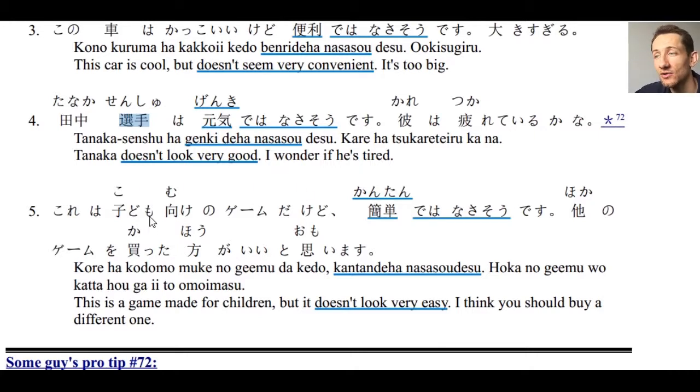これは子供向けのゲームだけど、簡単ではなさそうです。他のゲームを買った方がいいと思います。So this is a game for children, but it doesn't look very easy, so I think you should buy another one. 簡単ではなさそう。Doesn't seem easy. Maybe it's a little complicated for kids.